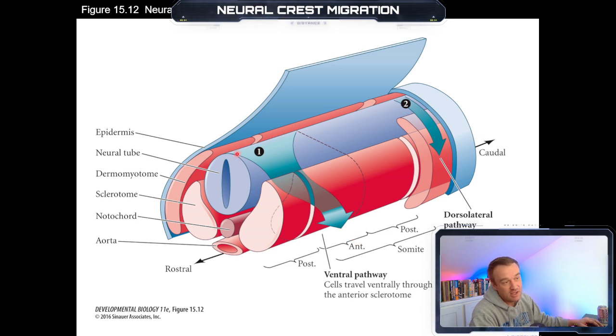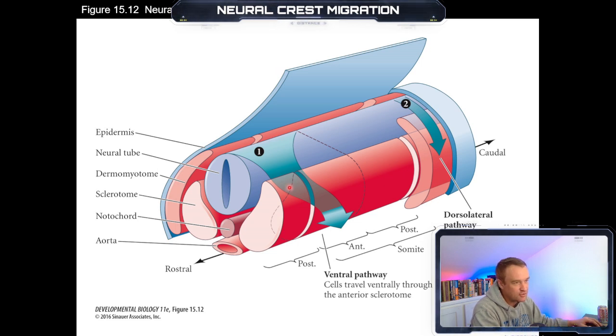But anyway, if you were looking bottom up, we're used to seeing the notochord and the neural tube like this, and we'd have the neural crest here, and then the epidermis wrapped around it. There are two different paths that they can migrate through. They can travel through the interior of the sclerotome, sneaking along the tube here and going out, or they can wrap around the outside of the tube this way.